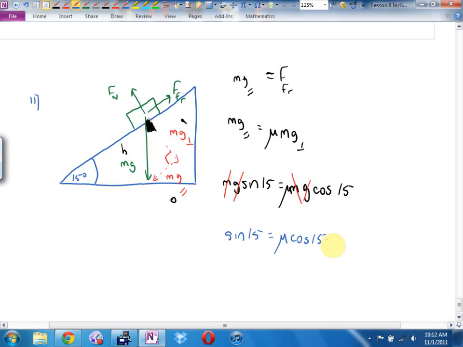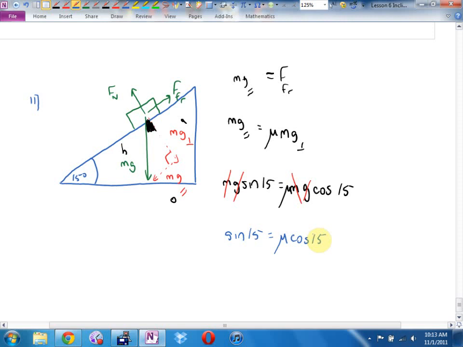How would I get the coefficient of friction by itself, Brett? What's happening between the mu and the cos mathematically? Times it. So how would I move the cos over? Just divide. It turns out mu is sine 15 over cos 15. And Matt remembers that sine over cosine from math 12 is what? It turns out it's the tangent of the angle.